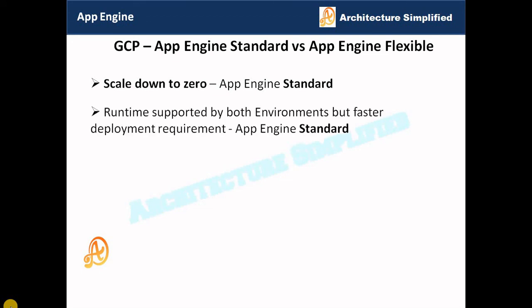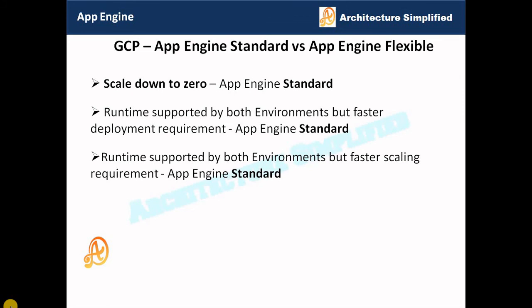If the runtime is supported by both the environments and you need faster deployment, then you should go for App Engine standard, because App Engine flexible takes some time for deployment. Similarly, if your runtime is supported by both the environments but you want faster scaling, in that case again you should go for App Engine standard, because scaling in App Engine flexible environment is not as fast as it is in App Engine standard.